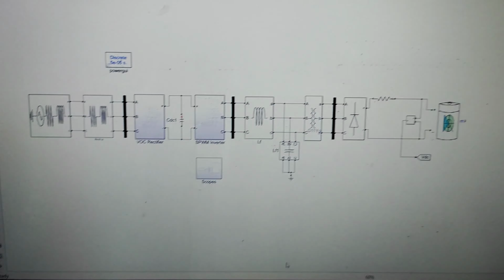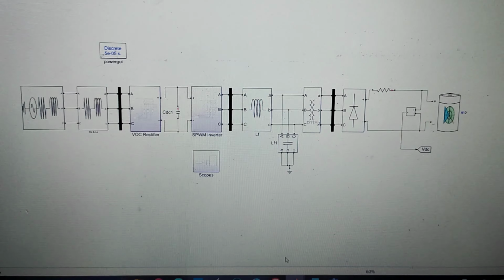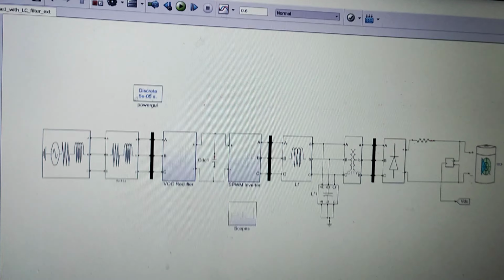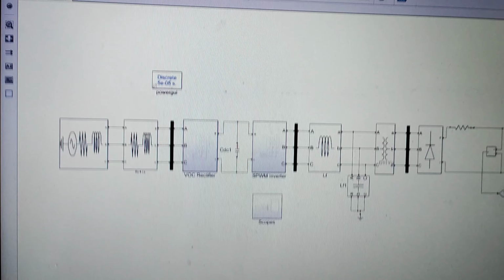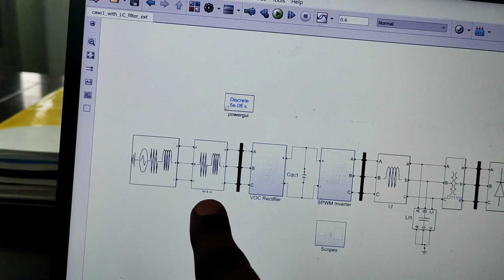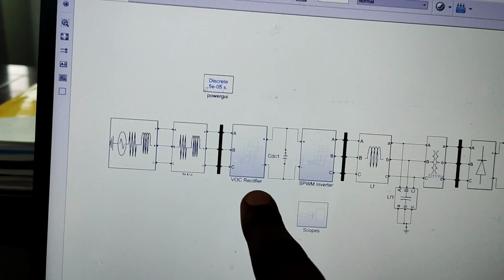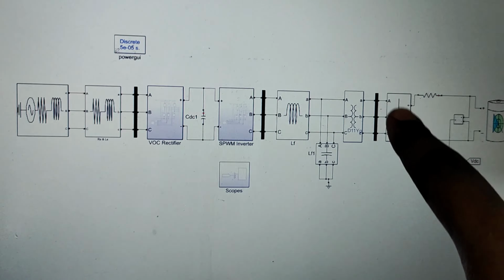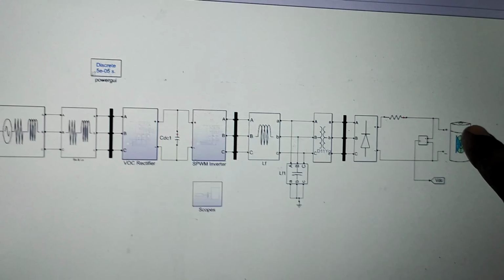So this is my simulation diagram. I will show each level of the simulation with clear impact, directly and stepwise. The first one is the input. Here is the input RC for harmonic distortion regulation of the input, and the VOC rectifier circuit. I will show it in depth. Then the inverter circuit and the LC filters, this is the isolation transformer, and this is the diode bridge rectifier. Then we get the battery charger.